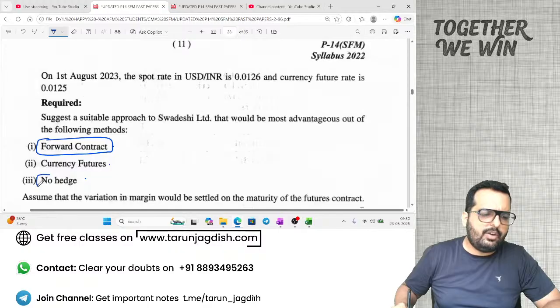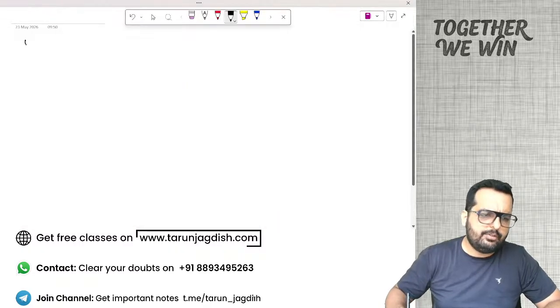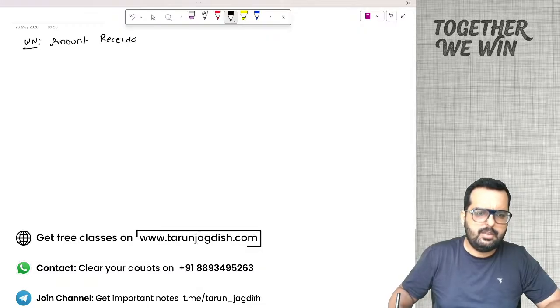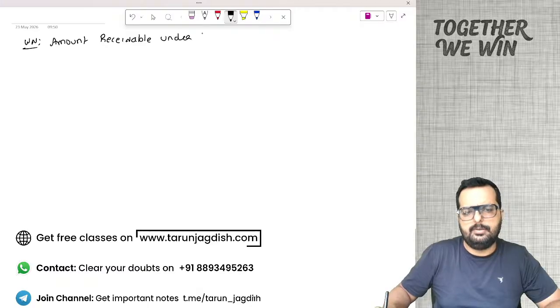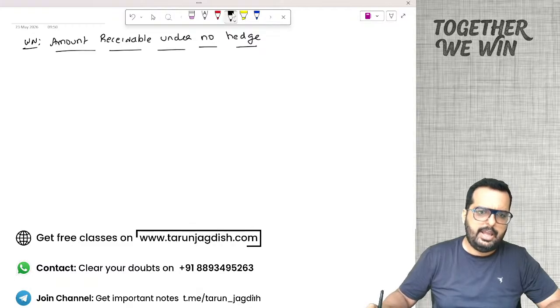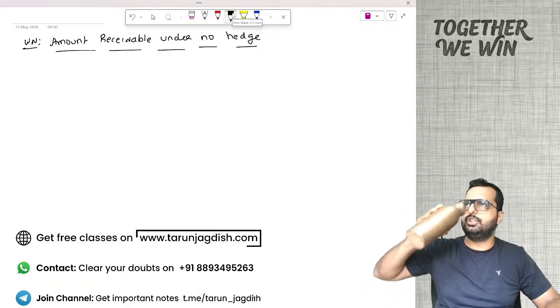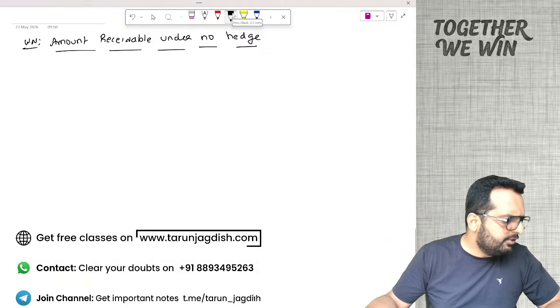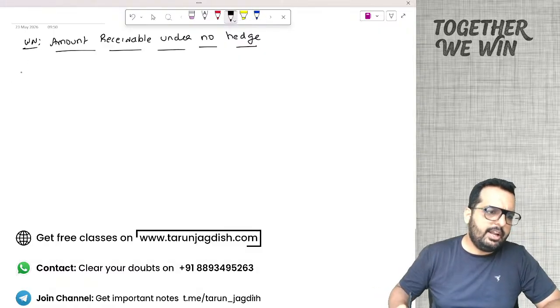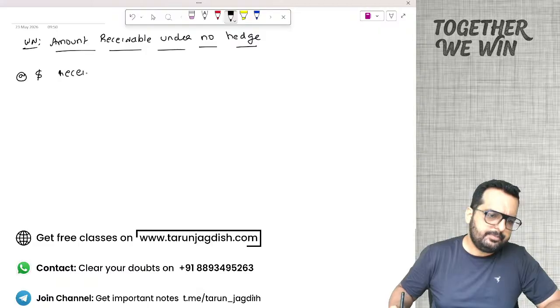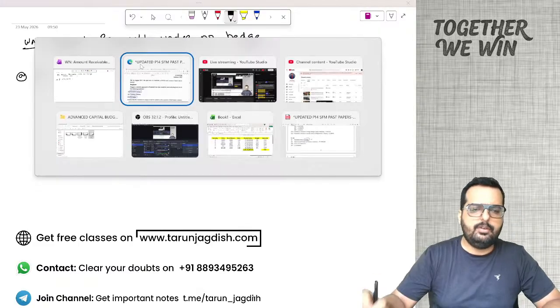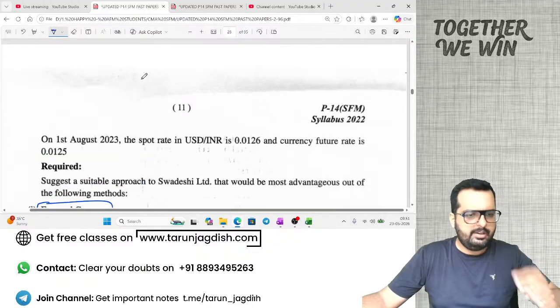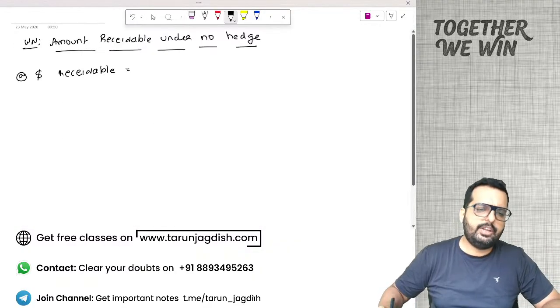Second one is future. Third one is no hedge. No hedge is easy. Let me do that first. So I'll write down the next working note: amount receivable under no hedge. All right. Can we do this together now? Over here, I'll write down point number A: dollar receivable. So what is the dollar receivable over here again? Can you tell me? $240,000.